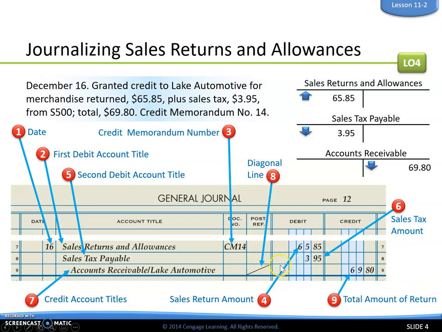We do have that slash in here for our post reference. That's just notifying us that we are going to post that credit number twice. We're going to post it once to our accounts receivable, and then we're going to post it again to our Lake Automotive. On MindTap, when we are recording those transactions in the journal, we aren't actually able to put in that slash, but we will put that in when we are posting.